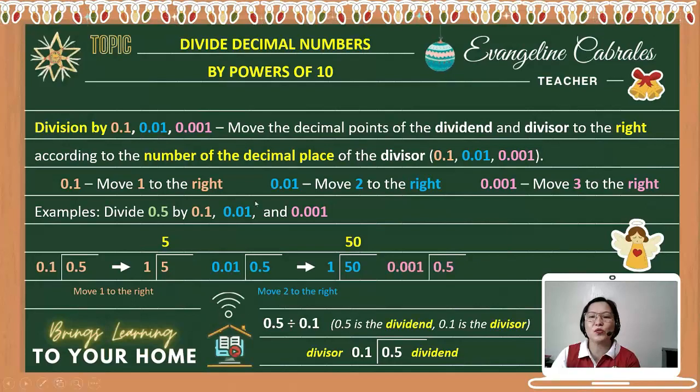Okay? O, how about this one? 5 tens divided by 1,000s. Ilang beses mag-move dito sa 1,000s? 3. So, this will become 1. At ilang beses din mag-move dito sa 5 tens? 3 din. So, from here, mag-move tayo ng 3. 1, 2, 3. Ilan ang bakante? 2. Anong ilalagay doon? 0. So, 5 tens will become 500 and 1,000s will become 1. So, 500 divided by 1 is 500.